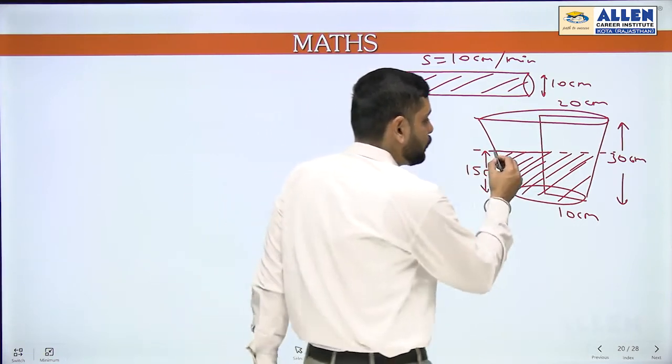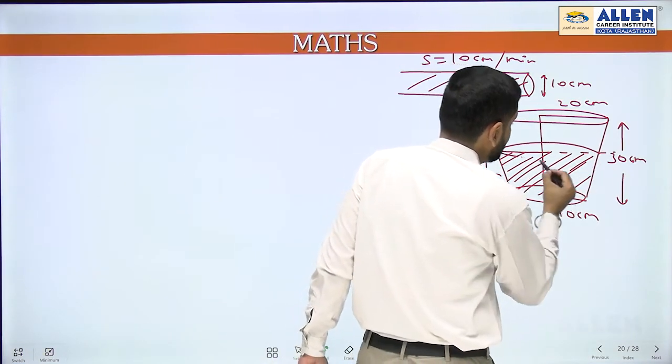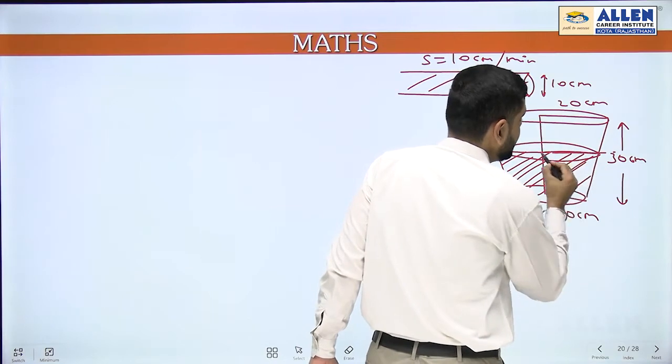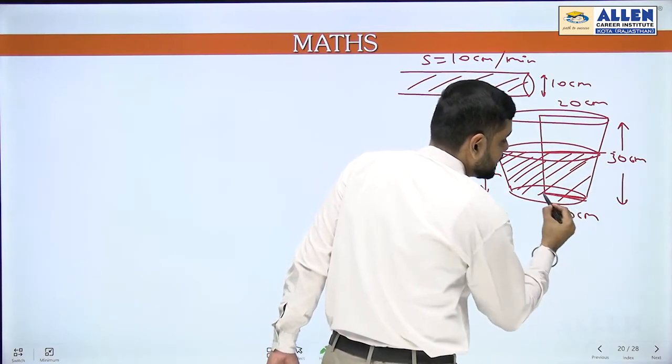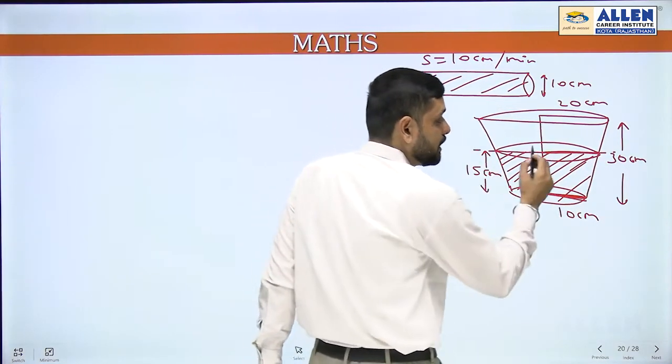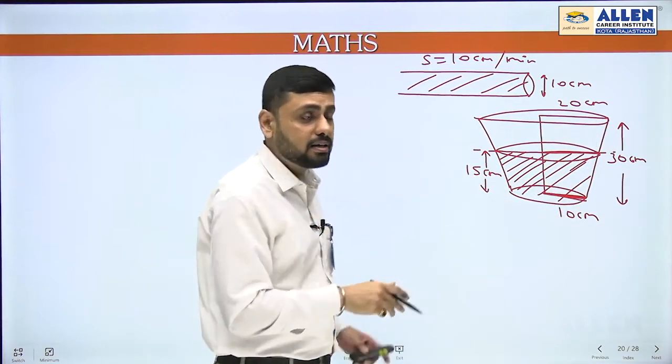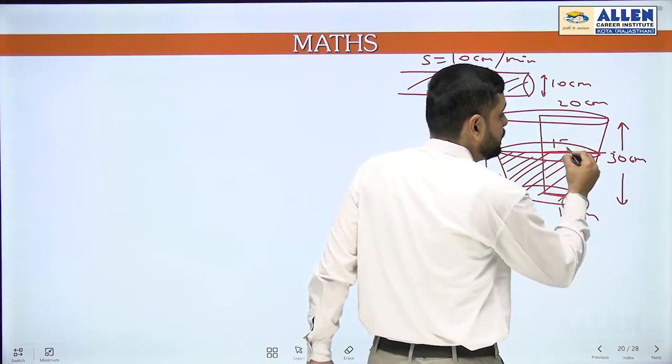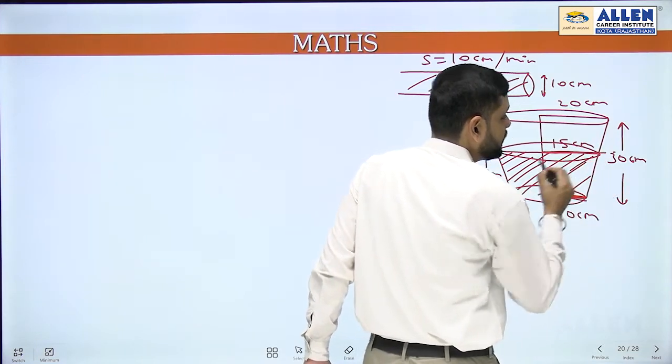And if we are taking the volume up to the level of 15 centimeter, definitely we need to take this radius, right? We are taking this radius as one radius, that is 10 centimeter, but the other radius cannot be 20 centimeter. It can be 15 centimeter. And how come we got this as 15 centimeter?